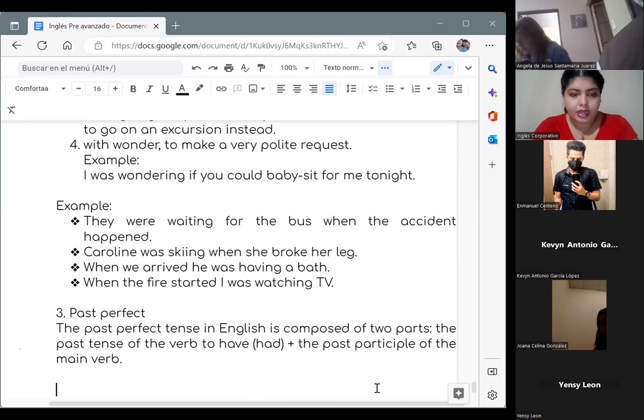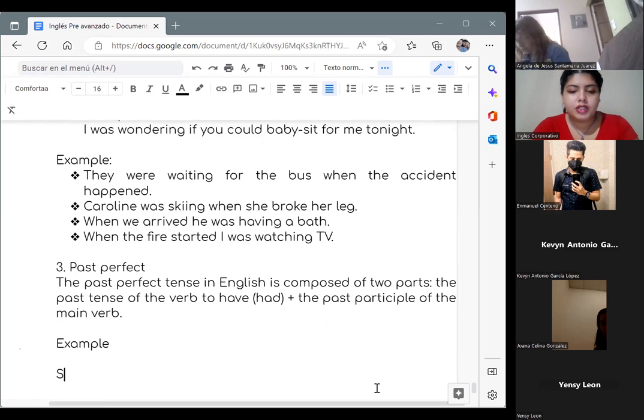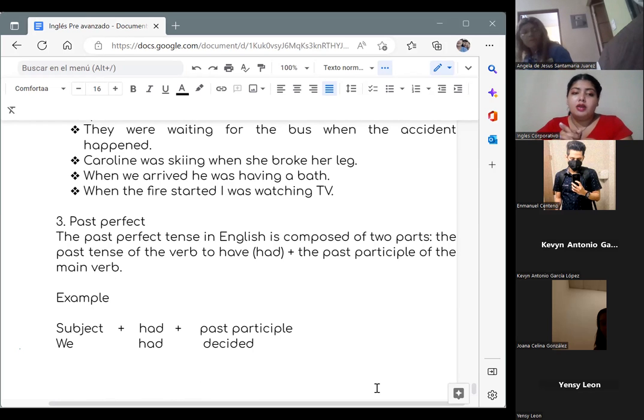So we are going to see the example with the structure. In this case, we have the subject plus had plus past participle. And we have in the subject, we had decided. So that's the construction of this tense, in which we're going to use had, and also the past participle of the verb. You can see that this is a regular verb, so you are using ed at the end.